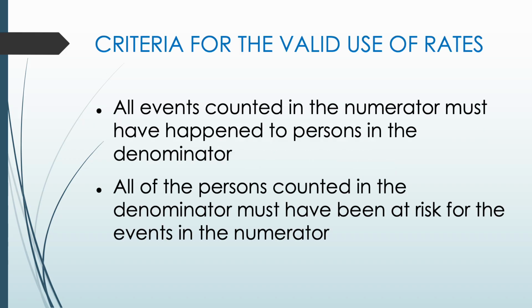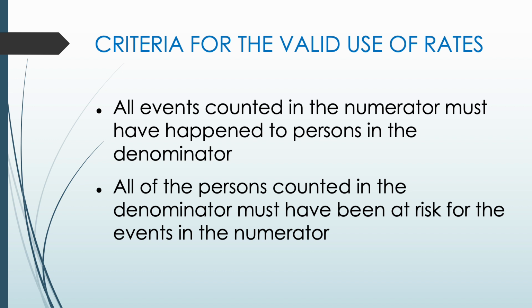We have criteria for the valid use of rates. Number 1, all events counted in the numerator must have happened to persons in the denominator. For example, dyspnea or difficulty of breathing in certain individuals could be our numerator, and for our denominator, we will have asthmatic individuals. As you can see, difficulty of breathing is something that happens to asthmatic individuals. So it's the rate of difficulty of breathing in asthmatic individuals.